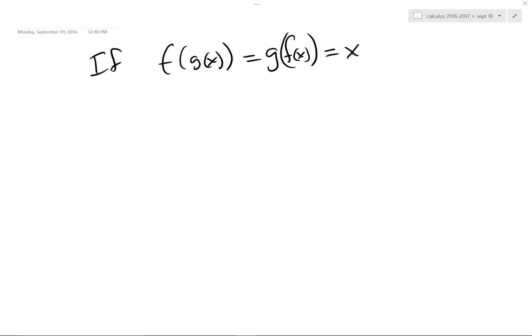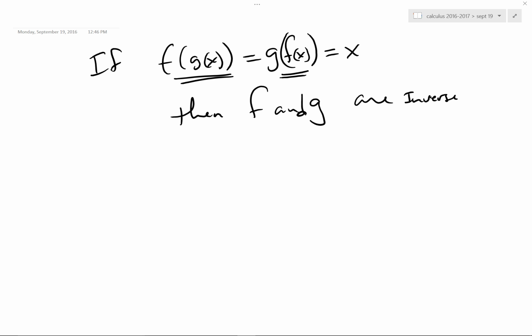Listen. If f of g is equal to g of f, and they both are equal to x, in other words, they both undo each other, then what do we say? Then f and g are inverses. Notice it has to work both ways. Oops, f and g. There's a d in there somewhere.